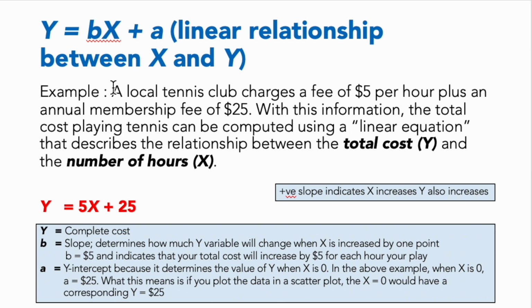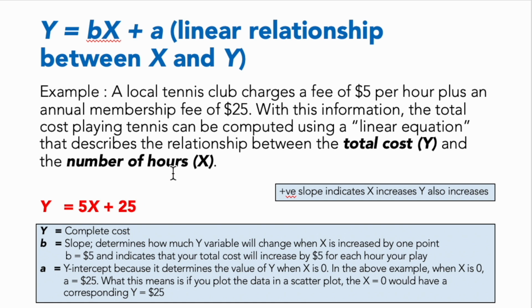Now let's go through a much easier example here. A local tennis club charges a fee of $5 per hour plus an annual membership fee of $25. With this information, the total cost of playing tennis can be computed using a linear equation. The total cost here is denoted by y. Now 5 here is the slope. For every additional hour, there's a cost of $5. X is the actual number of hours. So if it is 1 hour, you substitute 1 for x. If it is 10 hours, you substitute 10 for x. And 25 is the intercept.